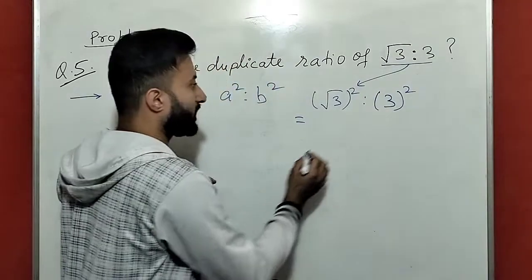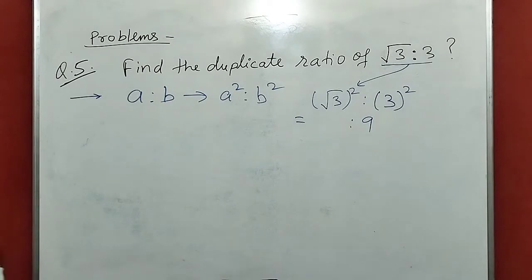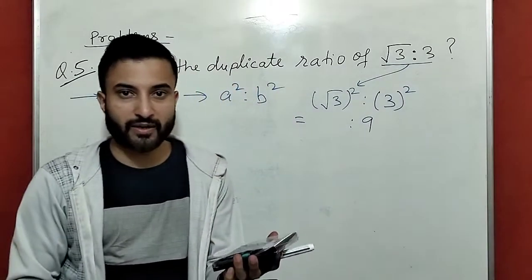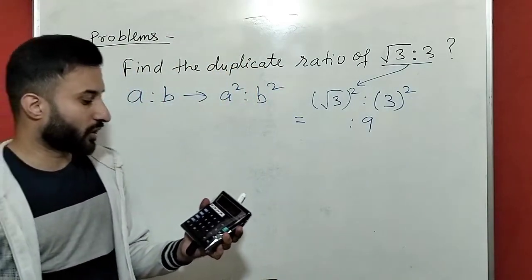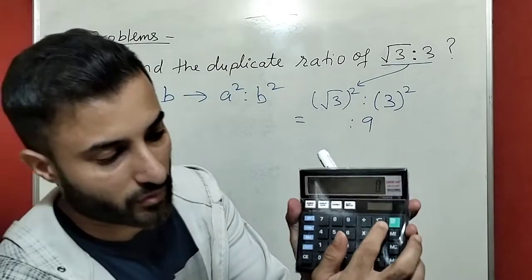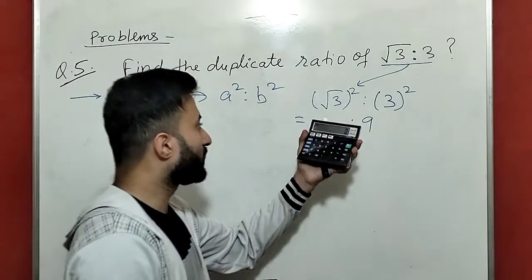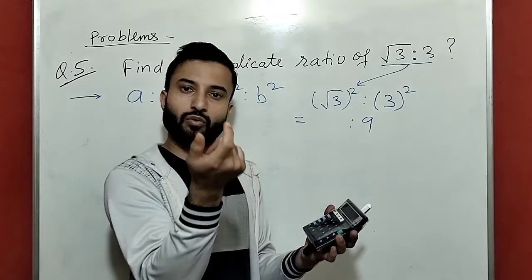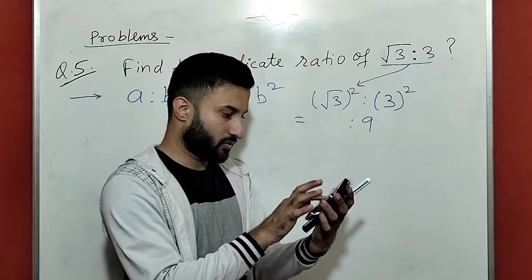So in the duplicate ratio, 3 square is what? 9. Now you have to find it for root 3. So root 3 square. In your calculator, you know the root; I have told you in the calculator tricks. If you don't know, just see, this is the root. So root 3 whole square means root 3 into root 3.